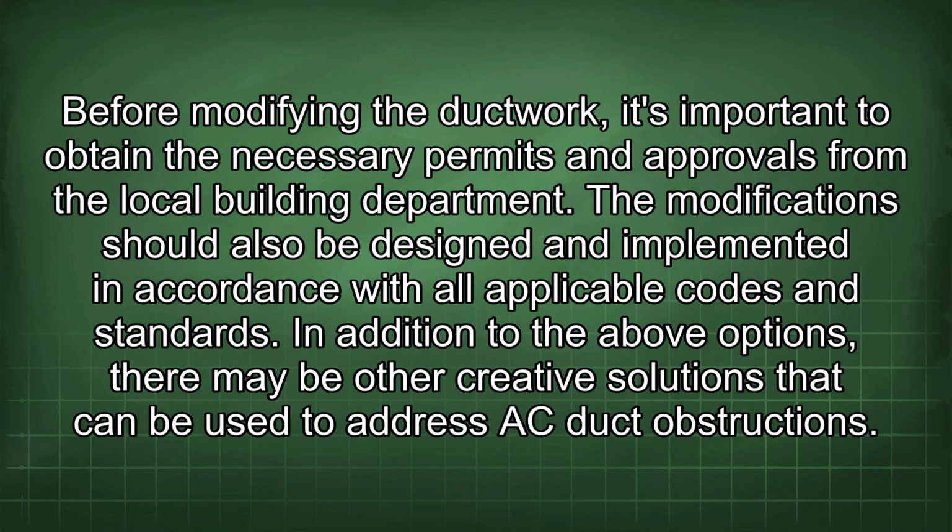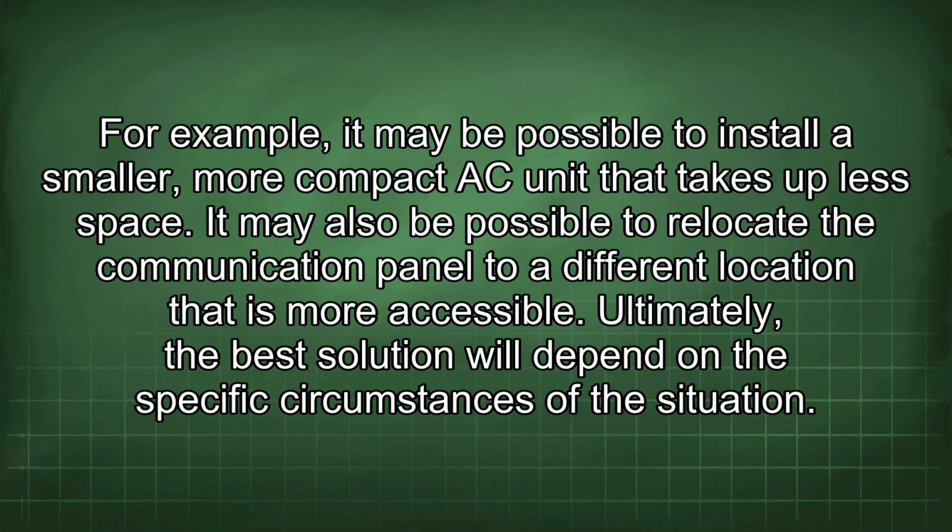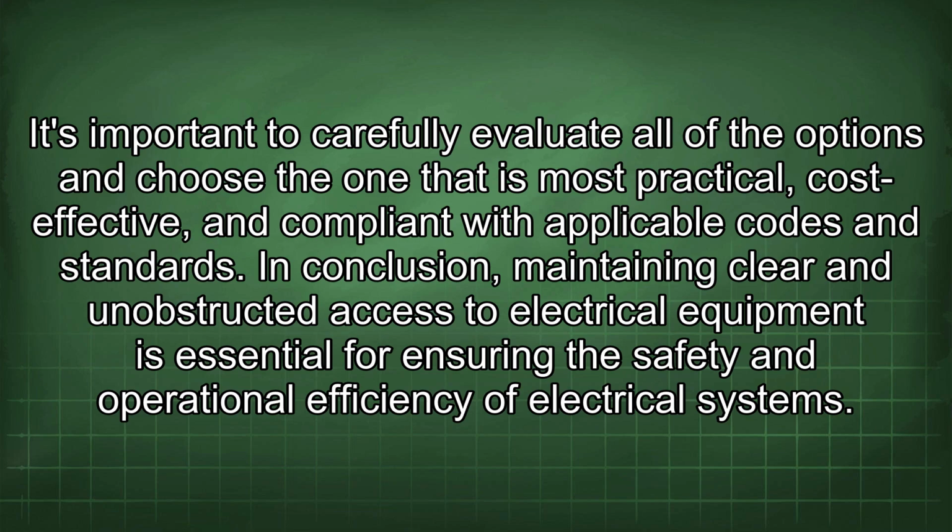In addition to the above options, there may be other creative solutions that can be used to address AC duct obstructions. For example, it may be possible to install a smaller, more compact AC unit that takes up less space. It may also be possible to relocate the communication panel to a different location that is more accessible. Ultimately, the best solution will depend on the specific circumstances of the situation. It's important to carefully evaluate all of the options and choose the one that is most practical, cost-effective, and compliant with applicable codes and standards.